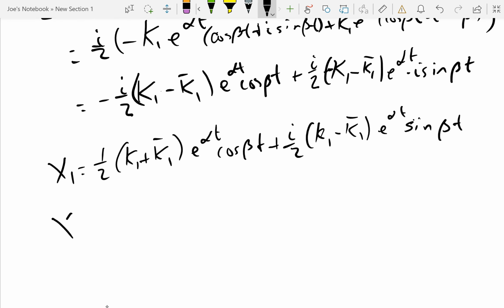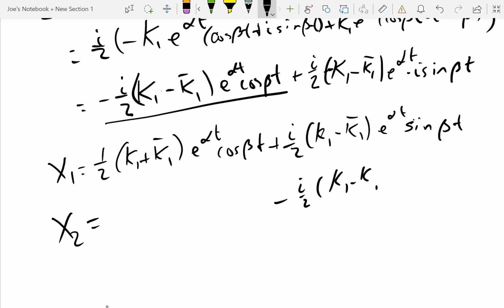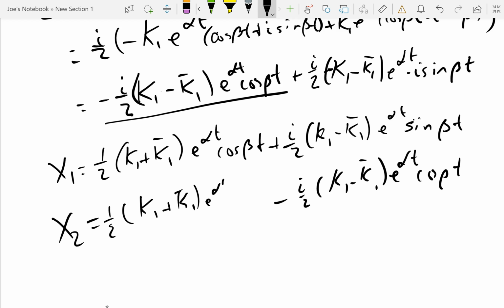Okay. Now let's look at your x2. I'm just going to rearrange the order. Minus i over 2 k1 minus k1 bar e to the alpha t cosine beta t. And then notice we have i times i is i squared. I can factor out the negative there as well. So I actually get a positive 1/2 k1 plus k1 bar e to the alpha t sine of beta t.